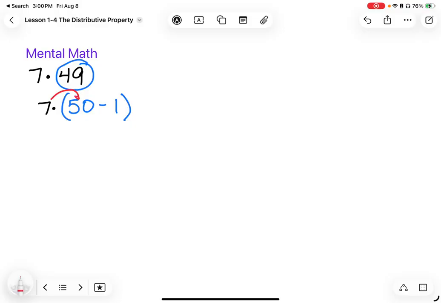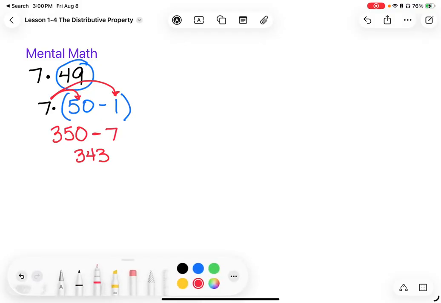7 times 50 is the same thing as 7 times 5 and just put a 0 on the end. So 7 times 5 is 35. So 7 times 50 is 350. And then 7 times 1 is 7. And then I just put this minus sign in the middle. So what I'm actually doing is 350 minus 7, which is 343. And so 7 times 49 is 343.